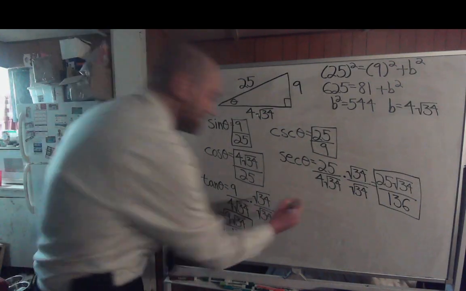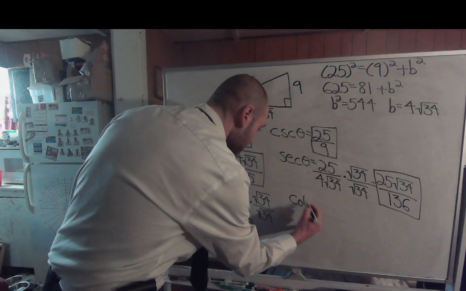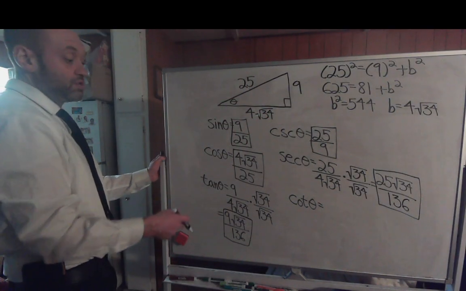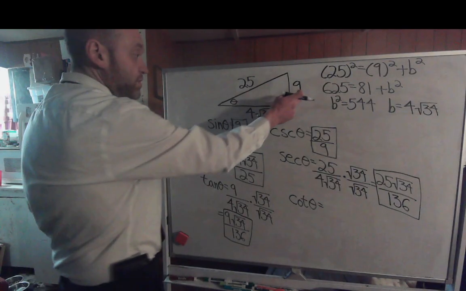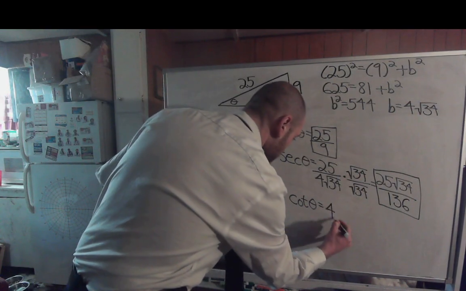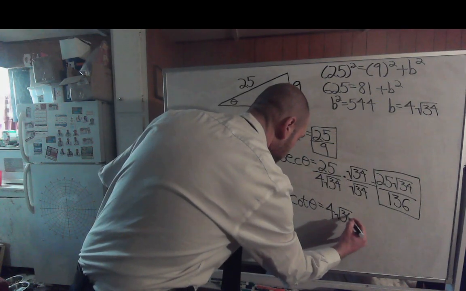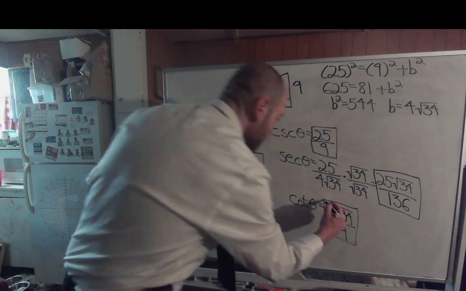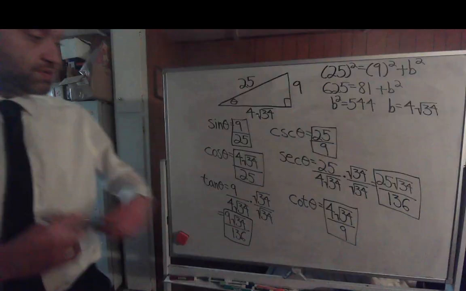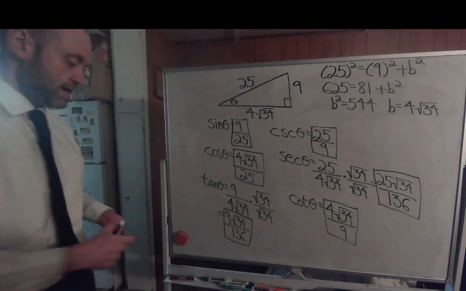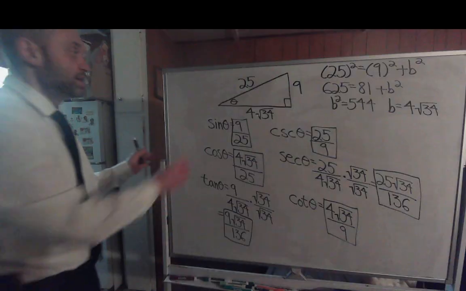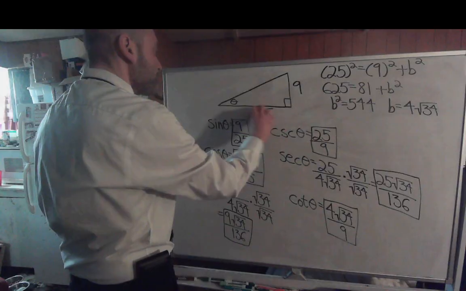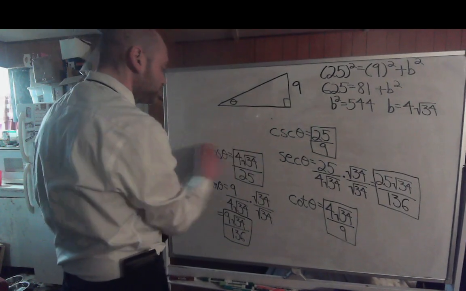And then last but not least, let's find the cotangent of theta. So the cotangent, well, you can also look at this as your adjacent over your opposite. So that would just be 4 times the square root of 34 divided by 9. That would be the value of the cotangent of theta, 4 times the square root of 34 over 9. One more like this, then we move on to special triangles.